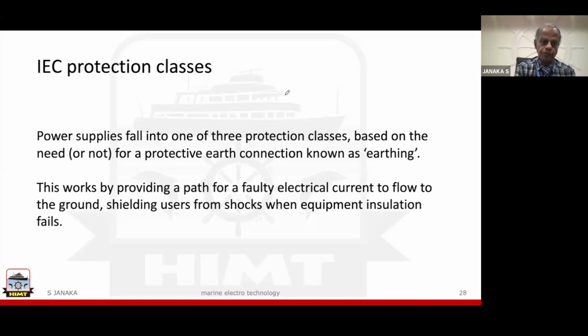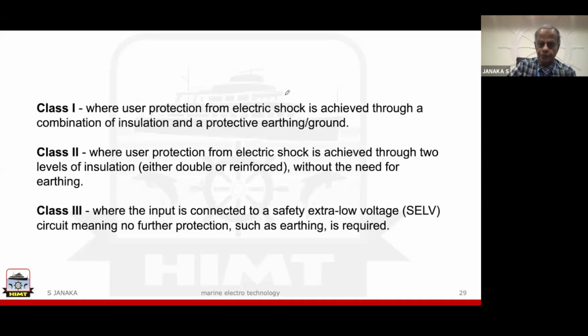According to them, the power supplies fall into three protection classes based on the need for a protective earth connection. Normally, they call it earthing. Grounding, earthing, both are one and the same. This provides an easy path for diverting the faulty electrical current to flow, instead of passing through the user's body or anything else, thereby providing shock protection.